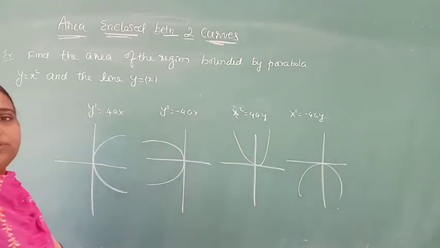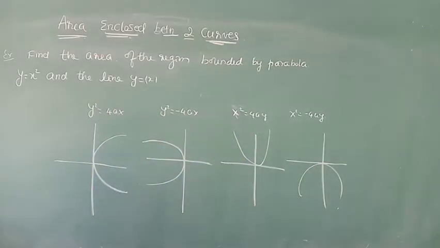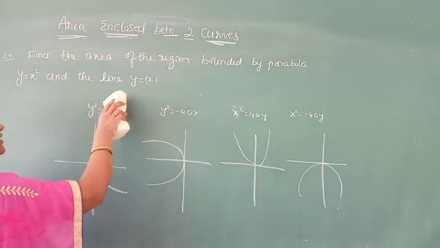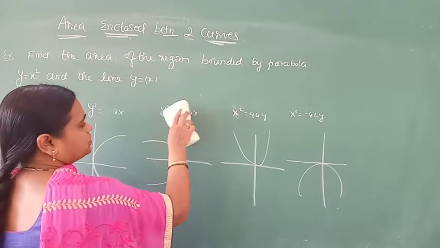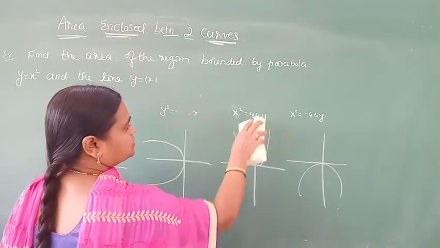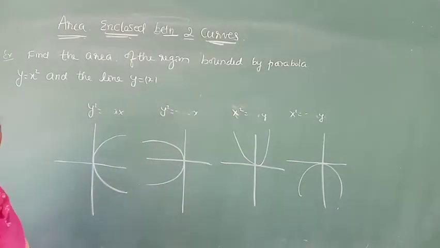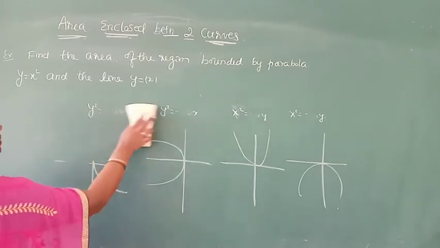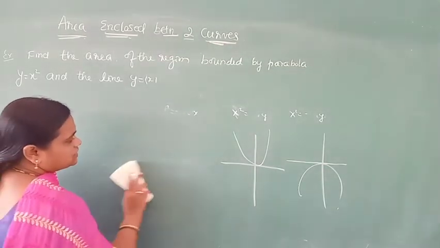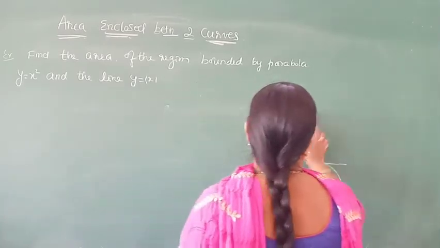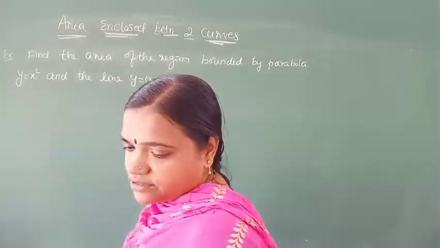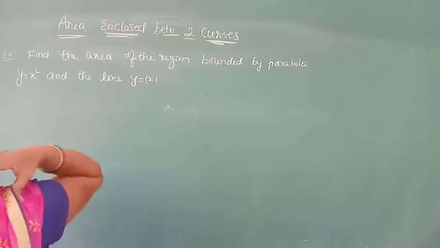We already studied this in first year. And 4a is a constant. Suppose they mention y² = x or y² = -x, or x² = y, x² = -y, it is understood that it is the same type of parabola. Using this concept, first I will take the parabola, later I will take the modulus function. Okay, solution.